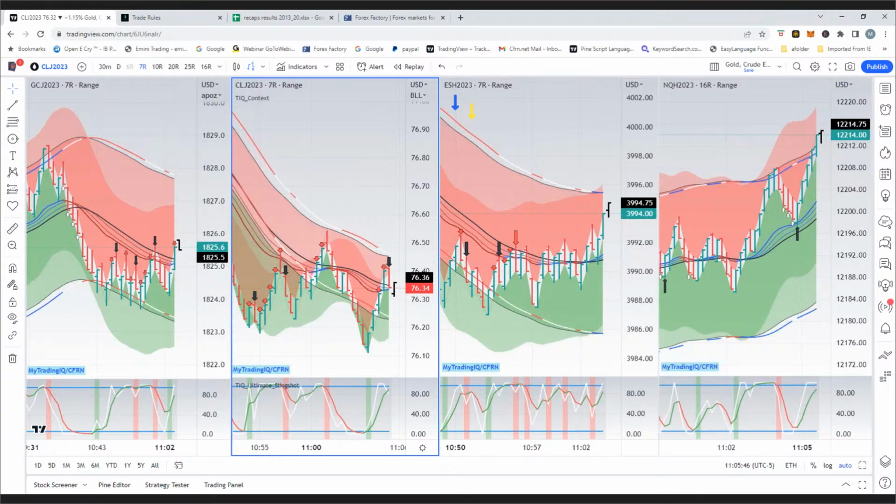Now I have my drink. Okay, so now we get right back into the trade.